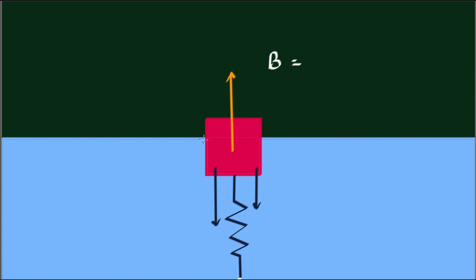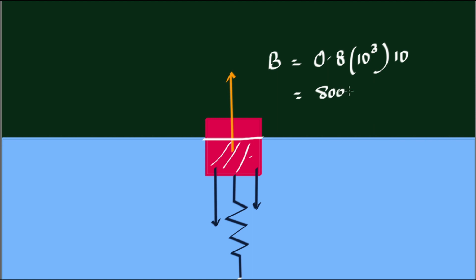is the volume of the liquid displaced. So that is 80% of 1 cubic meter, so 0.8 cubic meters. We want the weight of the water displaced, so this is the volume of the water displaced multiplied by density of water, 1000 kilograms per cubic meter, multiplied by g. I'll take it as 10 meters per second squared. This is the buoyancy force. That is equal to 8000 newtons.